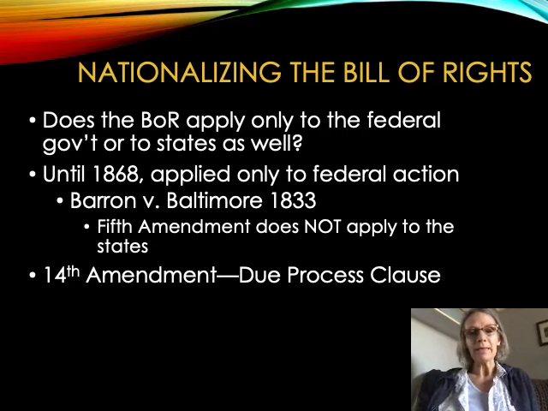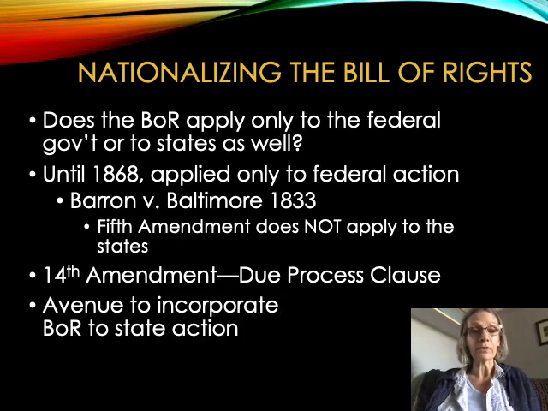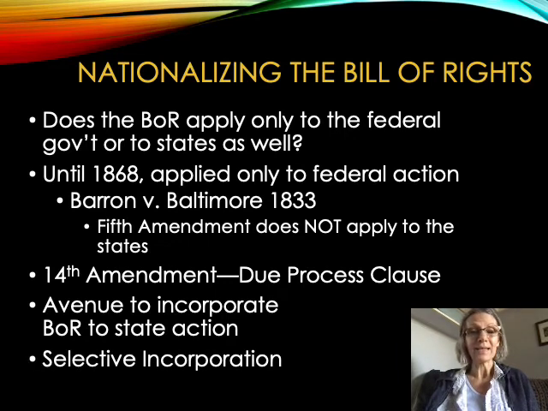But the bottom line is that after the Due Process Clause was added in 1868 in the 14th Amendment to the Constitution, people looked at the Due Process Clause and said, you know what? States can't take away your liberty. And so that basically means that the liberties that are in the Bill of Rights apply to the states and local government as well. And that's the way it worked out. The Due Process Clause was seen as an avenue to incorporate the Bill of Rights to state and local actions. And it's called selective incorporation.